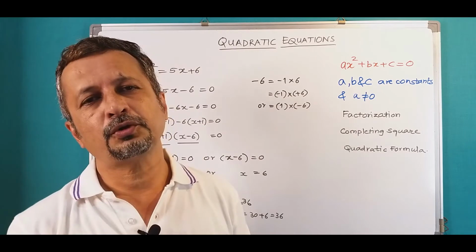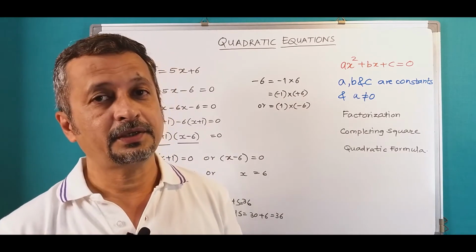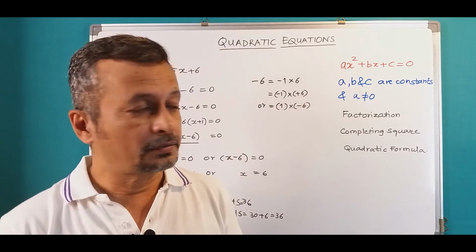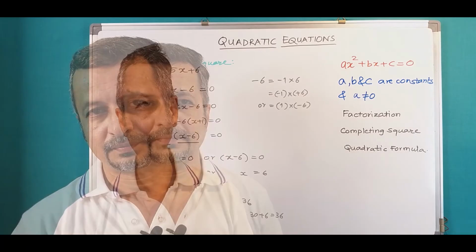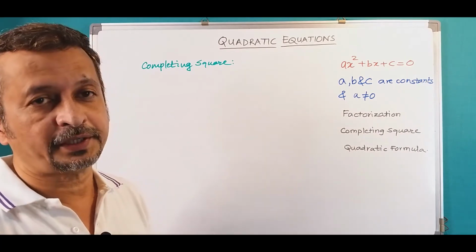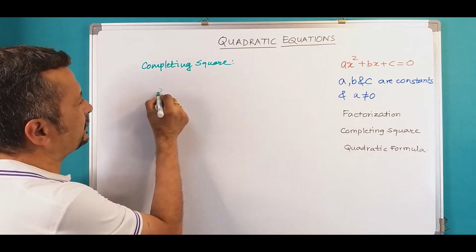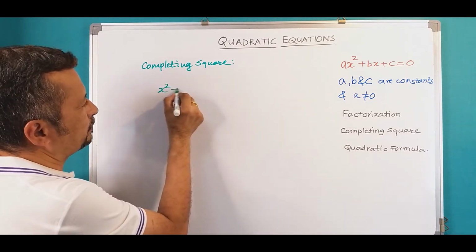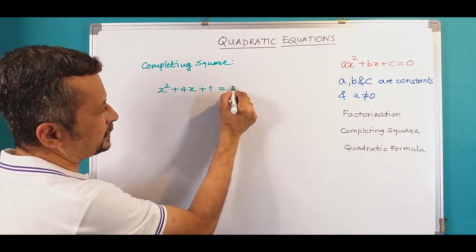I'll be giving a few more practice problems for you to solve, but for now we will go to this method of completing square. So let us go to completing square, solving a quadratic equation by completing square. Let me take one example here. I write x square plus 4x plus 1 equal to 0.